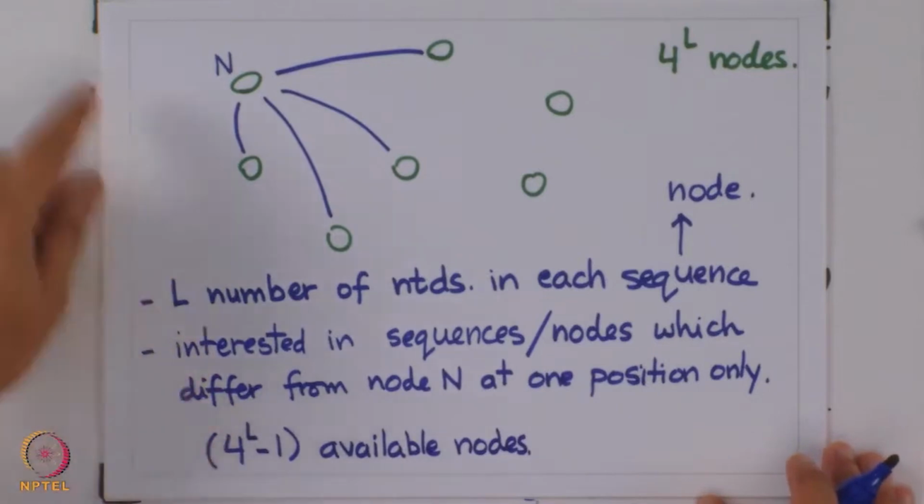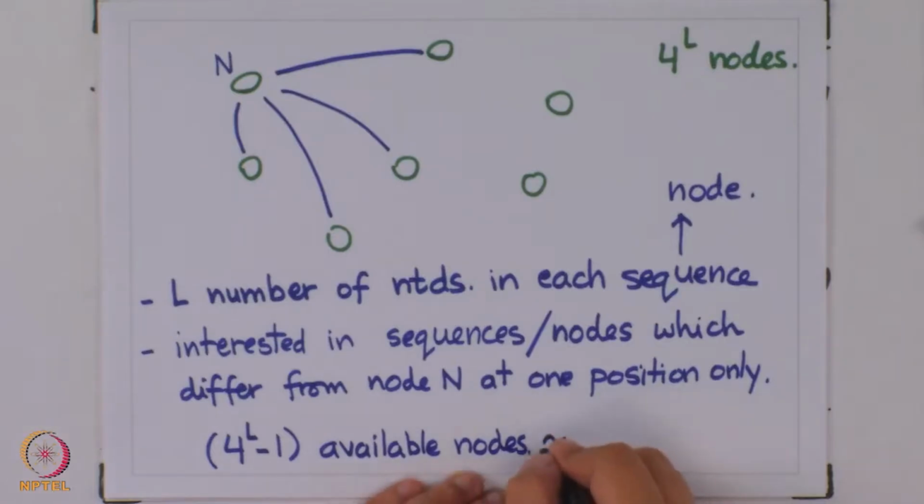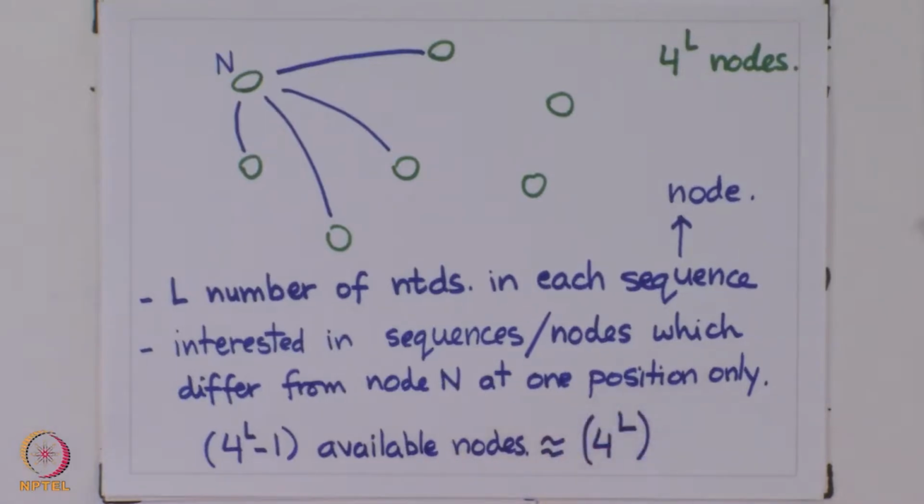Because one of the nodes is the node n itself, so we subtract that. However, because L is such a large number, for all practical purposes, this is just equal to 4 to the power L. So, we are just going to keep talking as if the total number of available nodes is 4 to the power L and not 4 to the power L minus 1. So, that is what we are interested in.